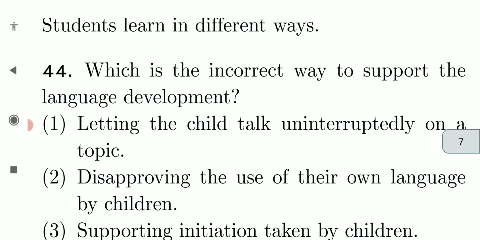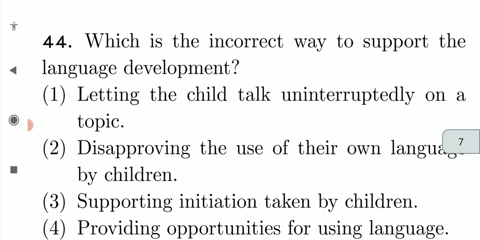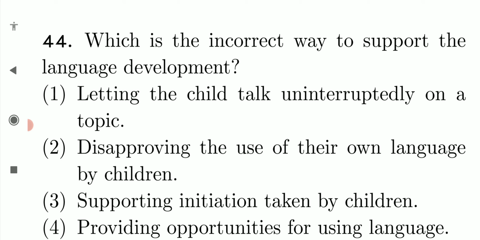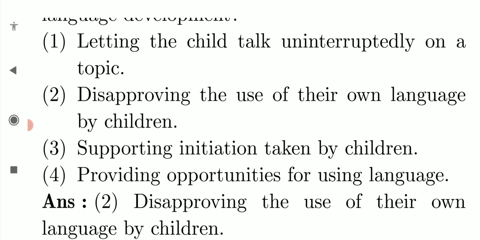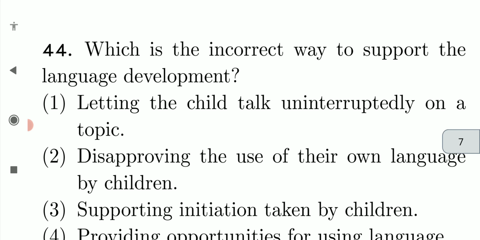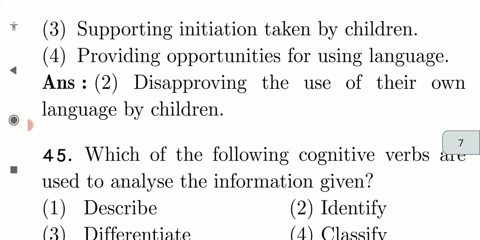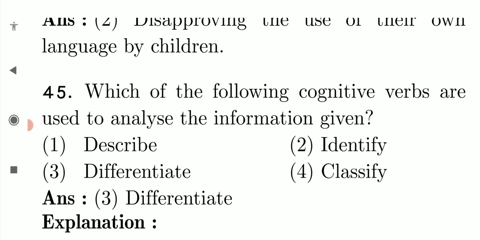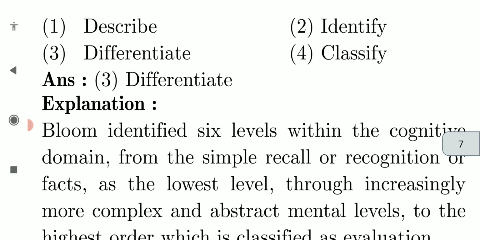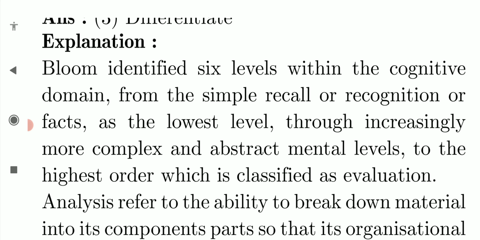Which is an incorrect way to support language development? Letting the child talk uninterruptedly on a topic, disapproving the use of their own language by children, supporting initiation taken by children, providing opportunities for using language. So what is the incorrect way? Disapproving the use of their own language by children. Which of the following cognitive verbs are used to analyze the information given below? Analyze means differentiate. Bloom identifies 6 levels within the cognitive domain, from simple recall and recognition of facts as the lowest.